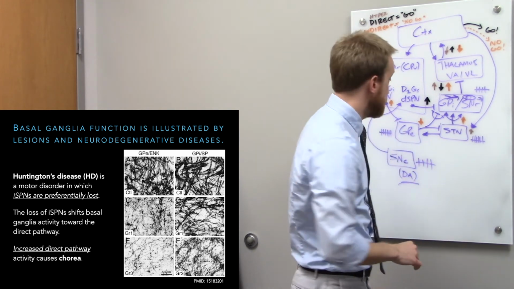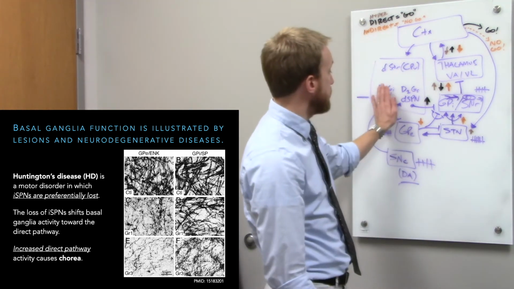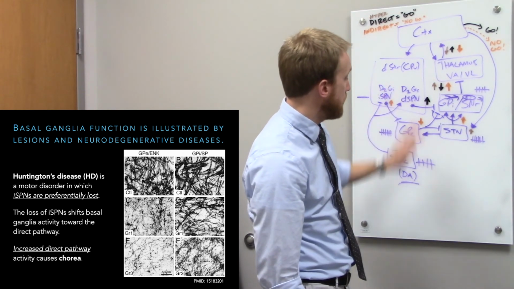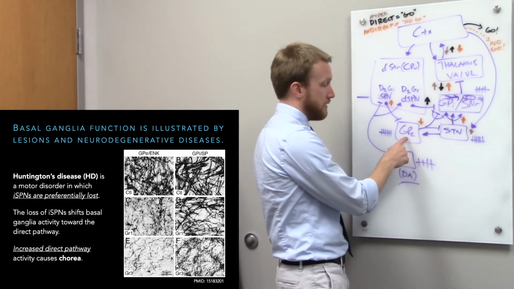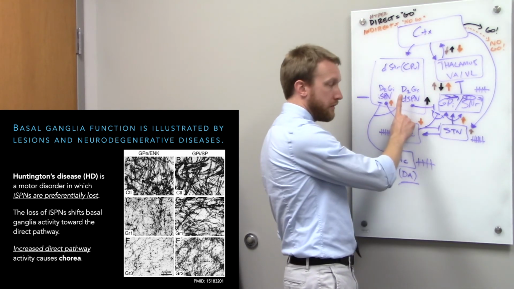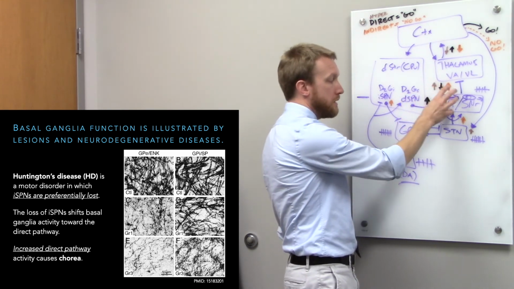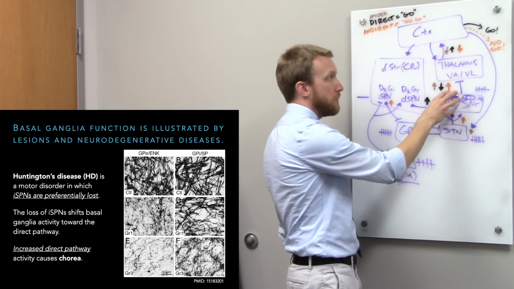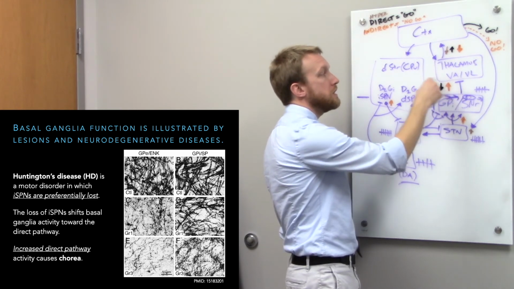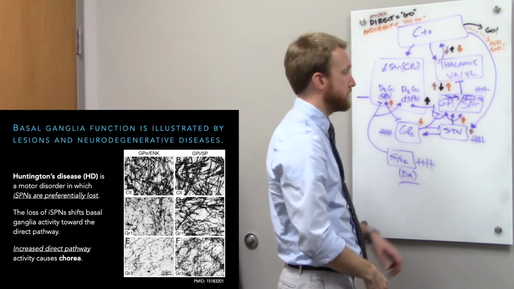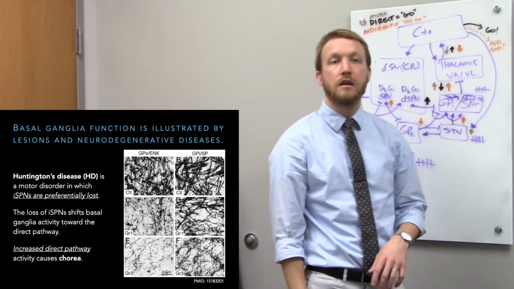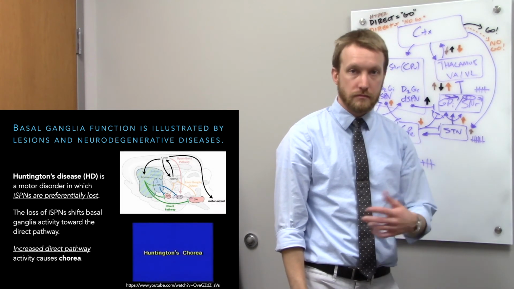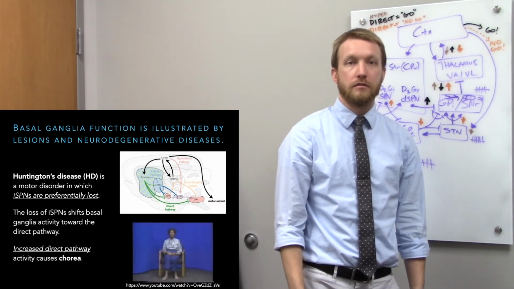So in Huntington's, selective loss of indirect pathway spiny projection neurons disinhibits the GPe, so it's more active. That inhibits the output nuclei a whole lot more, and thus we see an increase in motor output. So we see greater disinhibition of the thalamus, and we see involuntary movements, just like we saw a few slides ago.